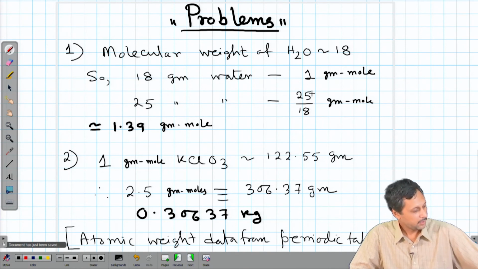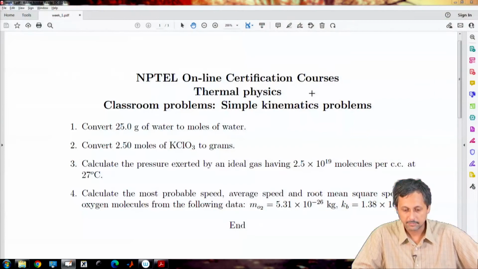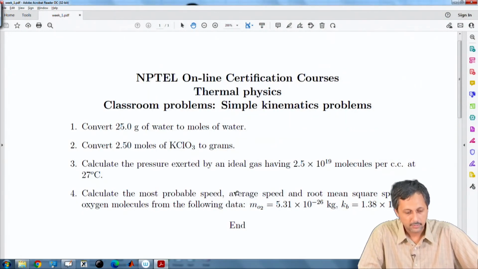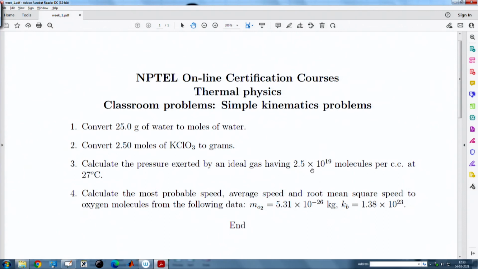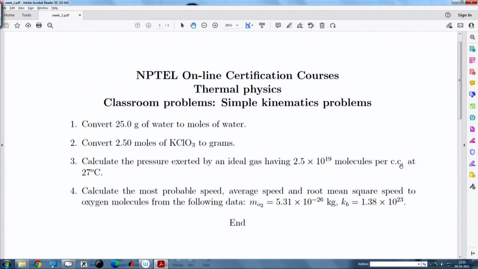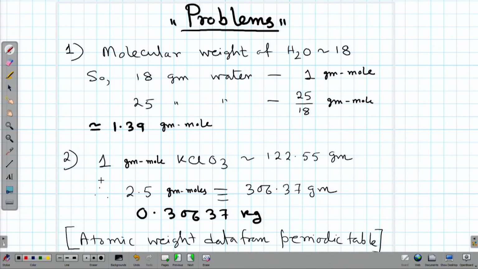Okay. So, now let us look at problem 3, which is: calculate the pressure exerted by an ideal gas having 2.5 into 10 to the power 19 molecules per cc at 27 degrees centigrade. Right. So, what is given is the number of molecules per cc. Once again, please note that we are dealing with number of molecules per cc and the temperature is given in centigrade. Now, how to compute the pressure?